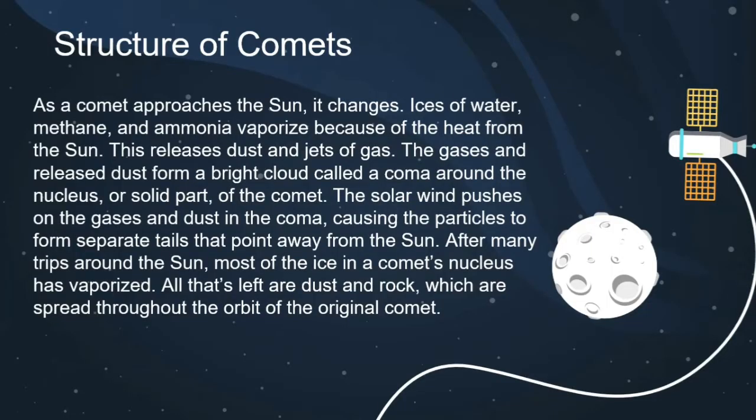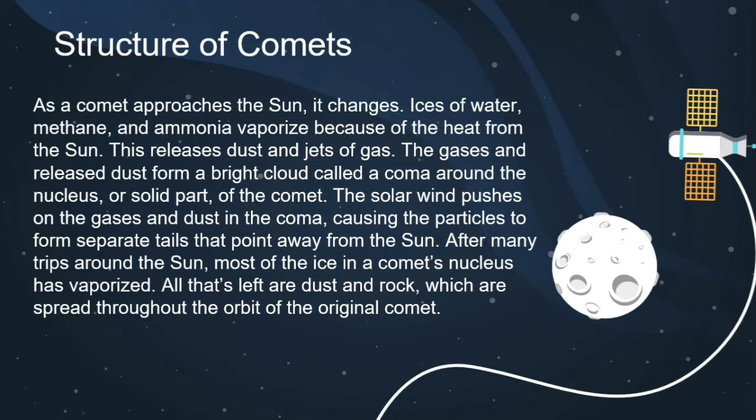Structure of comets. As a comet approaches the Sun, it changes. Ices of water, methane, and ammonia vaporize because of the heat from the Sun. This releases dust and jets of gas. The gases and released dust form a bright cloud called a coma around the nucleus, or solid part, of the comet. The solar wind pushes on the gases and dust in the coma, causing the particles to form separate tails that point away from the Sun.